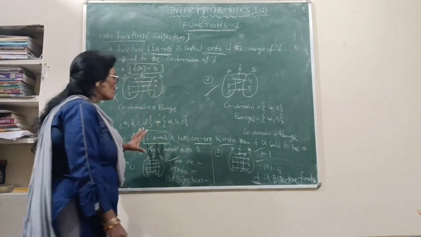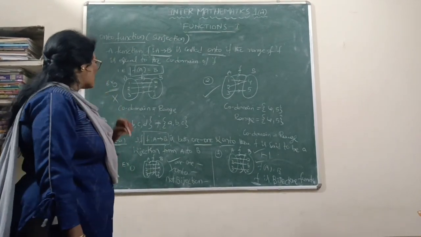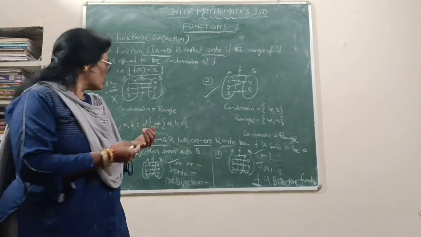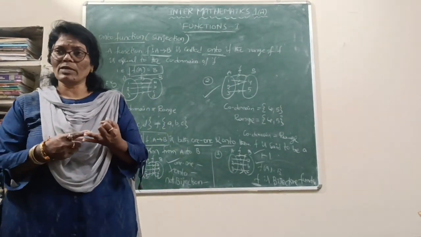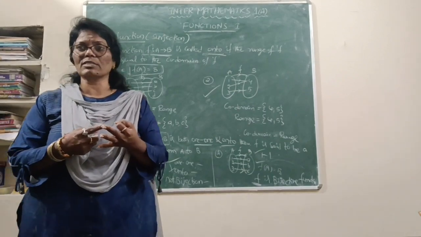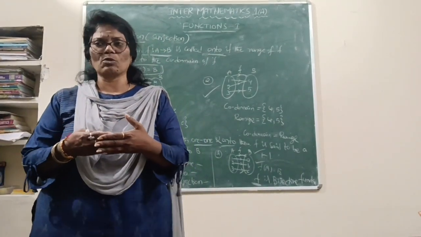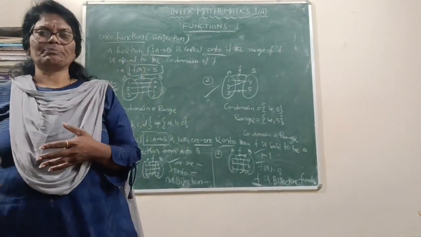So these are the main definitions of functions: one-to-one, onto, and bijective, and more definitions are there. Many-to-one functions are there, one-to-many functions are there, identity functions are there, constant functions are there. So we'll discuss them one by one. Note these definitions.